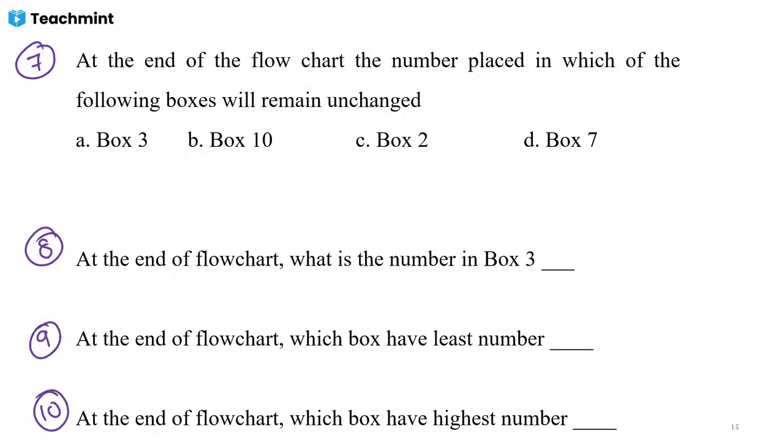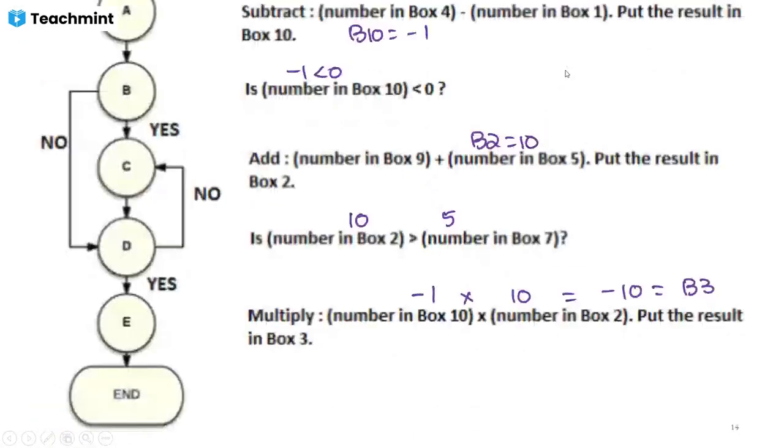At the end of the flowchart, which of the following boxes remains unchanged? Which one remains unchanged? You know, box 10 is updated to -1. Box 3 is updated to -10. Box 2 is changed to 10. Box 7 is not at all disturbed. And if they ask this question, there is no need to do any step C.